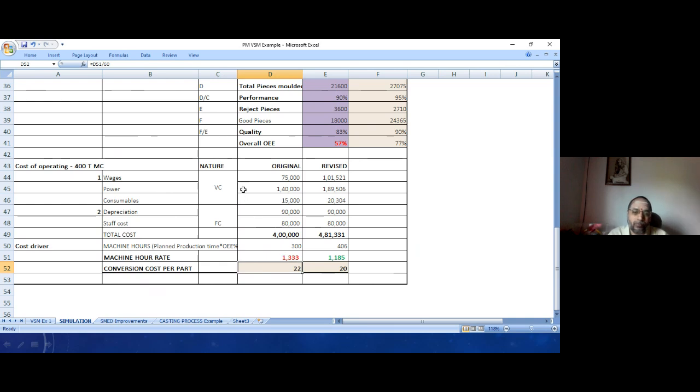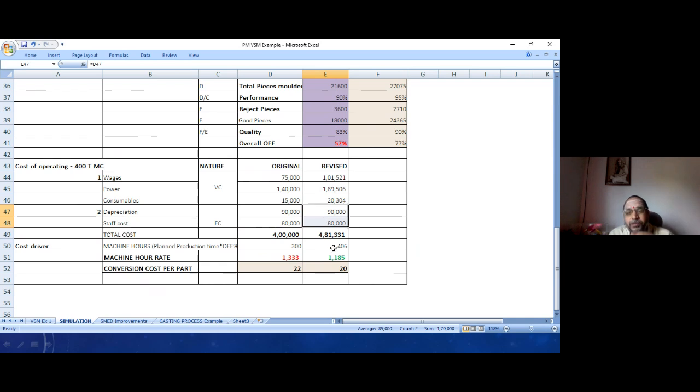Okay. Now, if I am able to improve my efficiency to 77, look at the machine hours. Instead of 300, now available hours which I could have used, I have used. This is simulation, and this is only one part I am telling. It has increased to 406. What would be the cost impact? My variable cost will vary in proportion to the time, but my fixed cost will continue to remain the same.